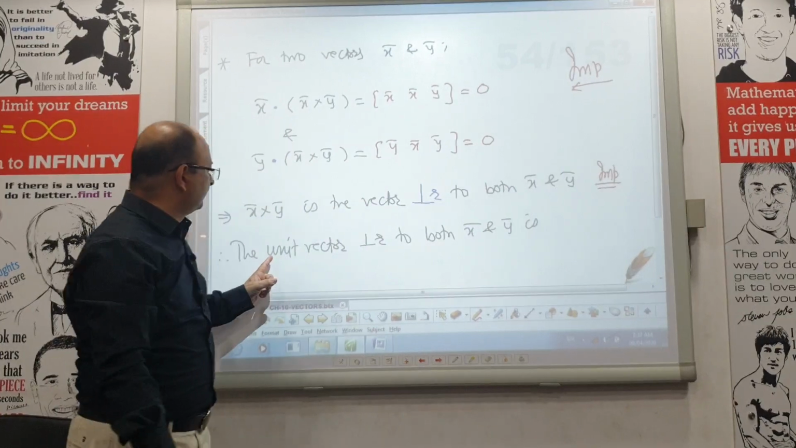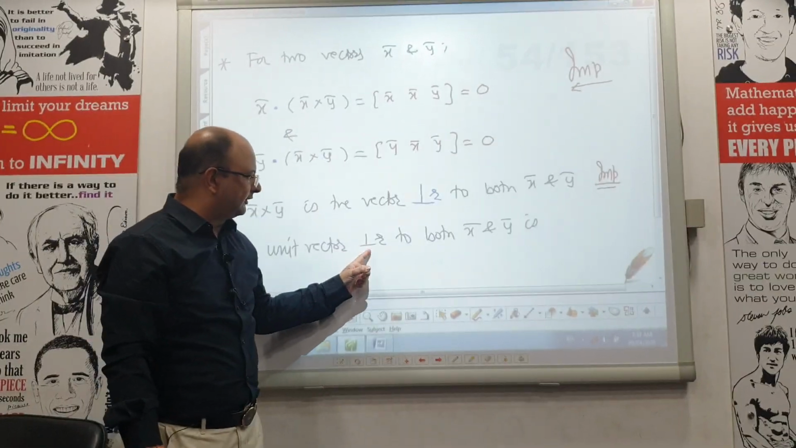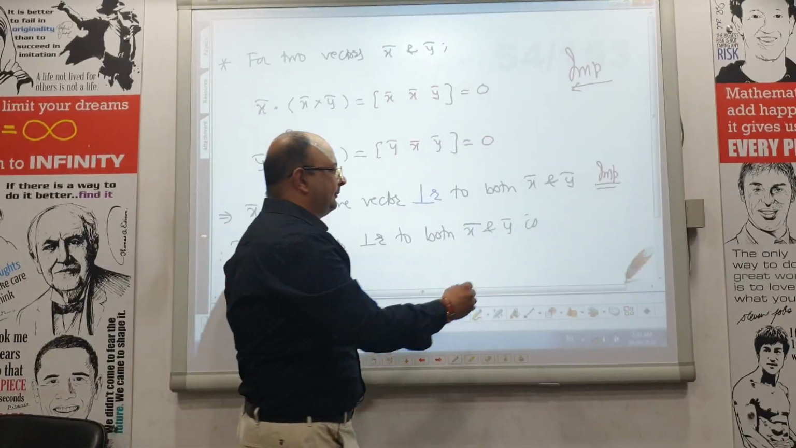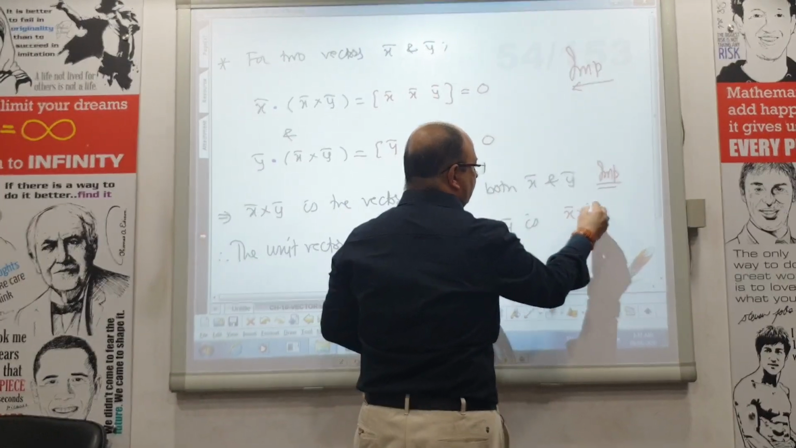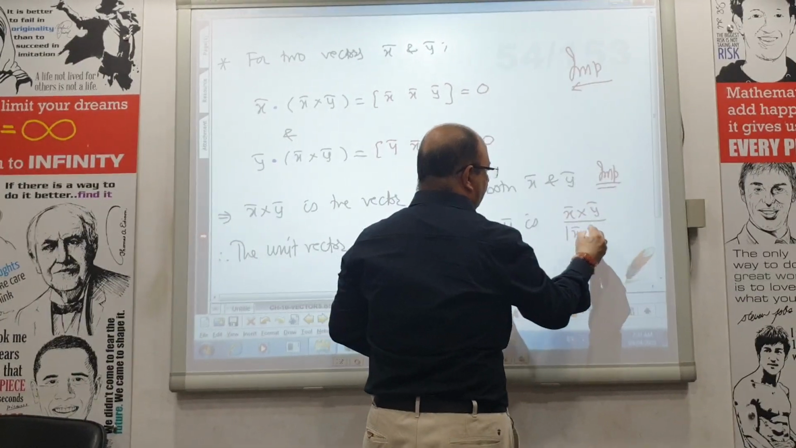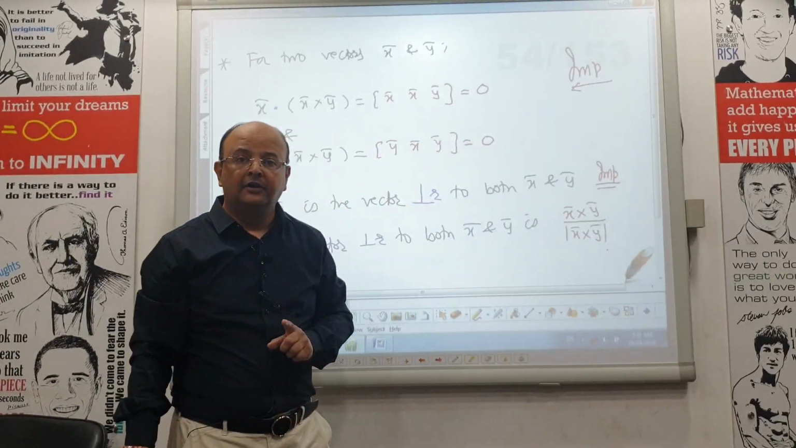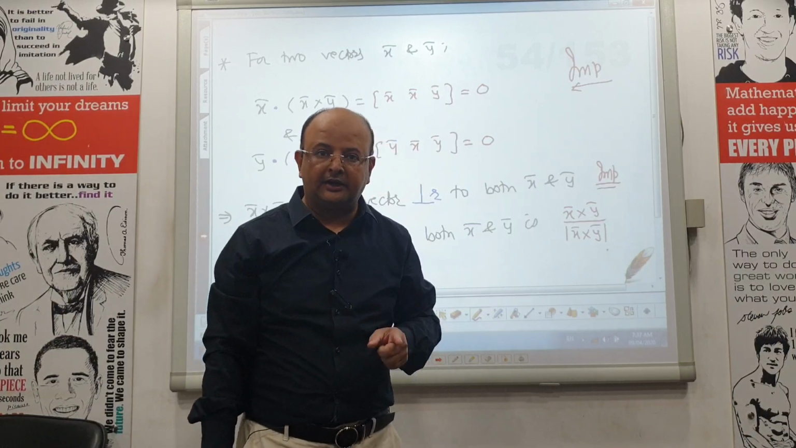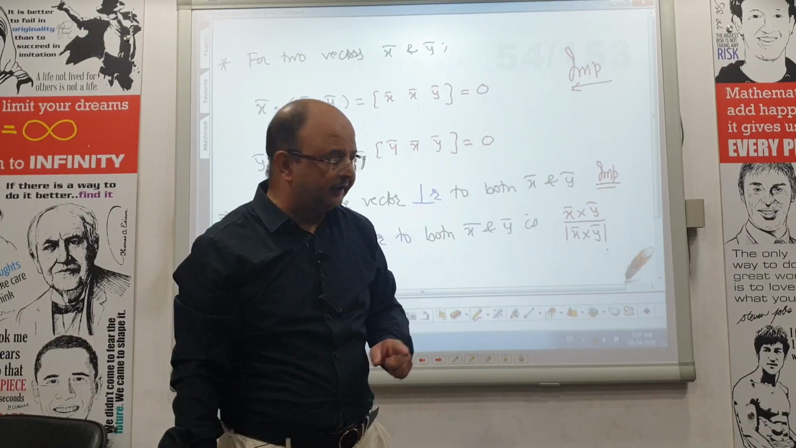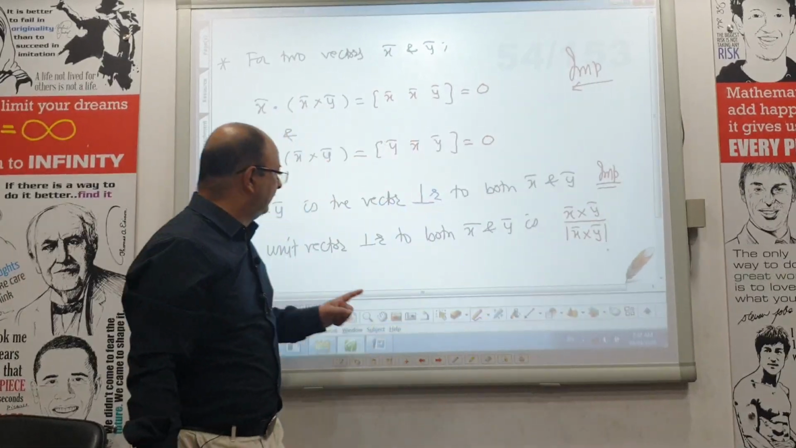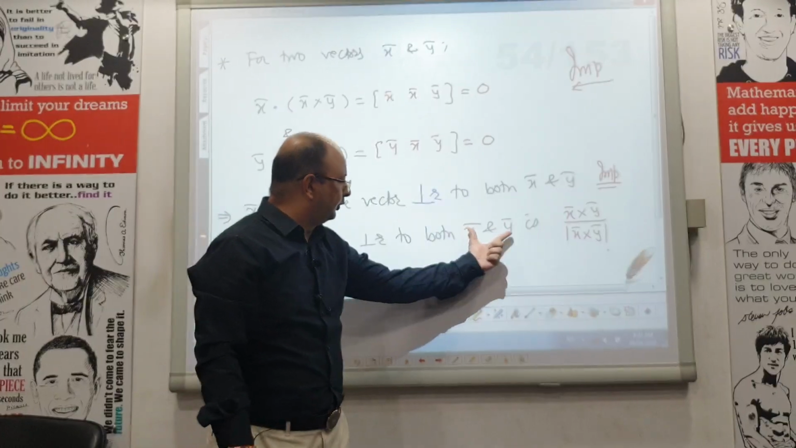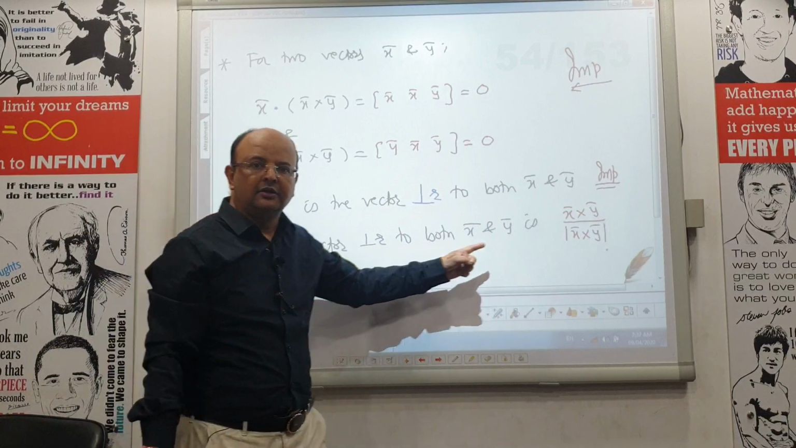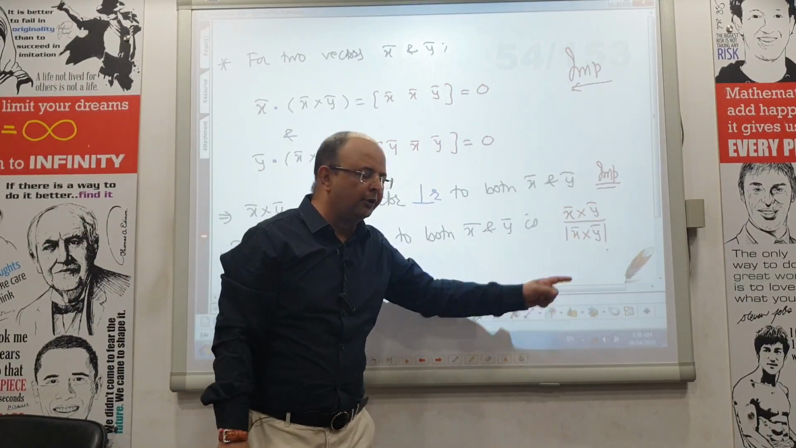That is fine. Now if I want the unit vector perpendicular to both x bar and y bar, then I should write x bar cross y bar upon mod of x bar cross y bar. Remember, a cap is a bar upon mod a bar. What is the vector in the direction of a bar which is a unit vector? A cap, that is a bar upon mod a bar. So the vector perpendicular to both x bar and y bar is x bar cross y bar, but if you want a unit vector, we have to divide by its mod, that is magnitude.